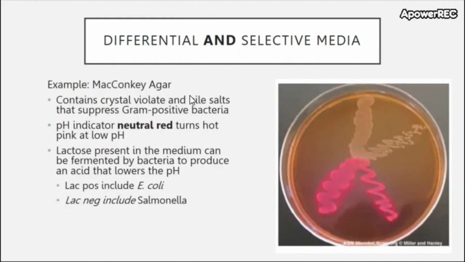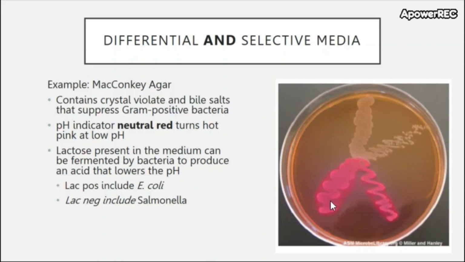Next up is MacConkey agar, which is a really cool agar that is differential and selective. It contains crystal violet and bile salts, and these two compounds suppress the growth of gram-positive bacteria. So we can see that it's selective for gram-negatives, or we can say it another way, it's selective against gram-positive bacteria. It has a pH indicator. It's not phenol red in this example. It's called neutral red, and this neutral red turns a hot pink color at low pH.